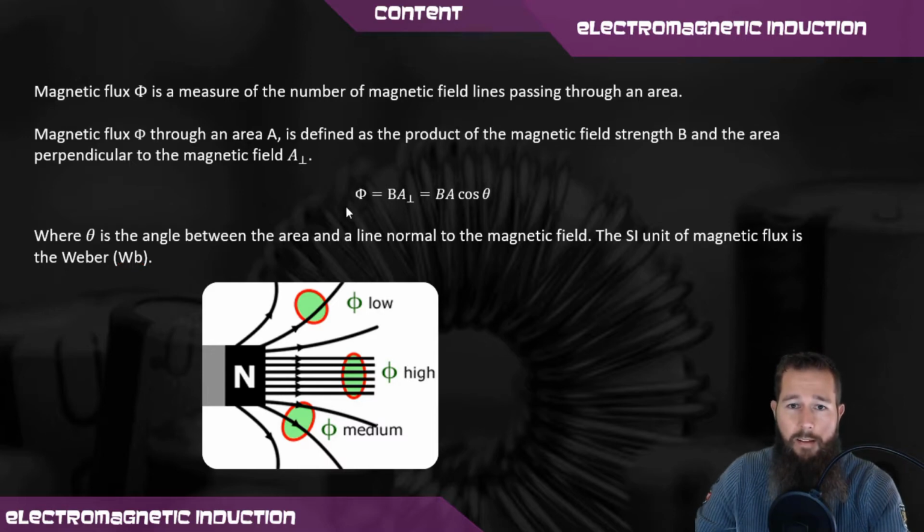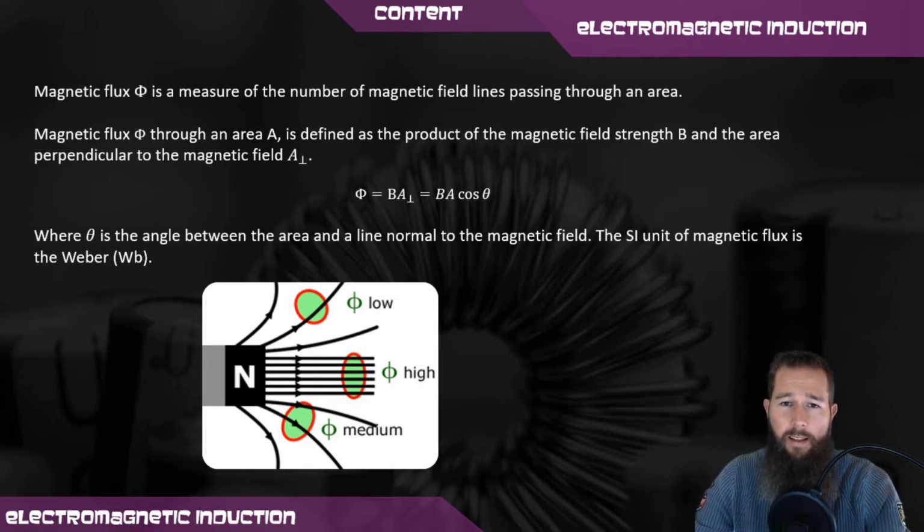This symbol here is the Greek letter capital Phi, and you can see here the magnetic field times the perpendicular area. The magnetic flux can also be written like this, where theta is the angle between the area and a line perpendicular to the magnetic field. The units of magnetic flux are Weber.